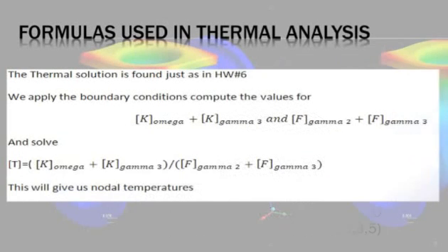We first need to find the temperatures at each node. This is done exactly as in homework 6. We first need to find the stiffness matrix contributions along with the force matrix contributions of each of the boundary conditions. Dividing these out will give us our nodal temperature matrix.